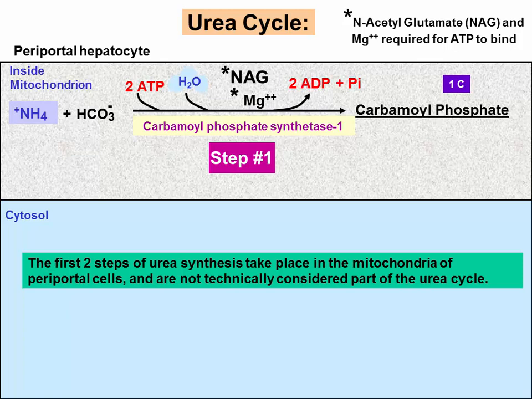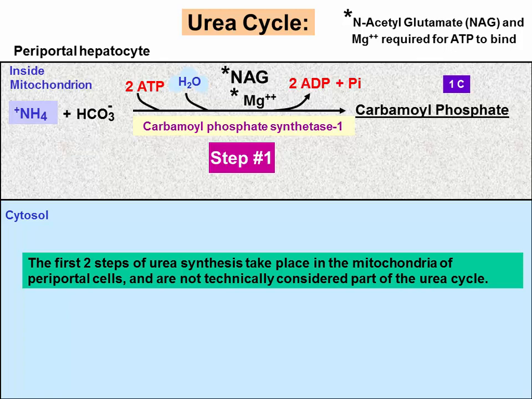And then remember I said the first two steps take place in the mitochondria of periportal cells, and so technically they're not part of the cycle, these first two steps, okay? They're part of the pathway of urea synthesis, but they're not technically cycle. Cycle means you're regenerating, right? So you always have to think about cycles, keep going, like the TCA cycle or whatever.